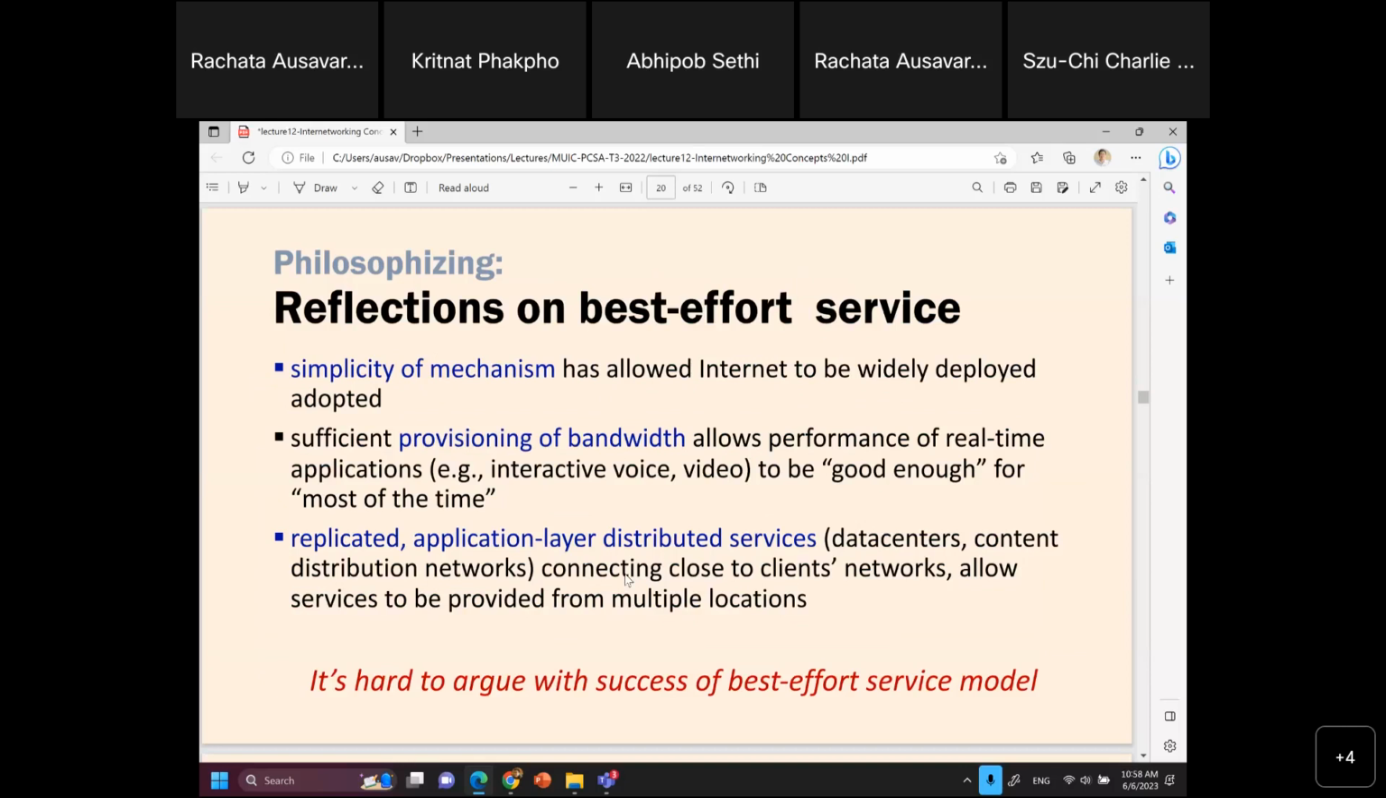For most real-time applications, provisioning means that I guarantee I will get at least this much bandwidth. Has anyone heard about the term real-time application before? Okay, good. What's unique is not about how fast I have to be, but about deadlines. Real-time applications have deadlines. There are two types of deadline, soft deadline and hard deadline.